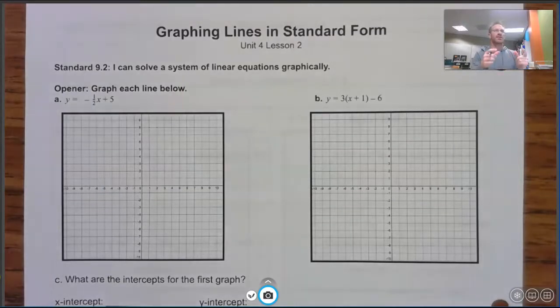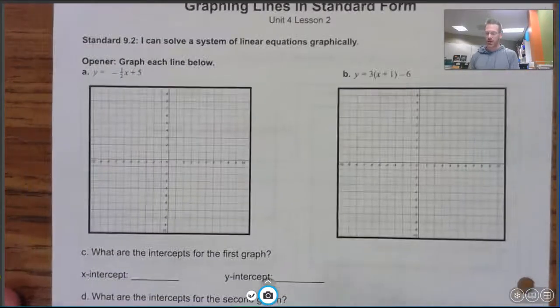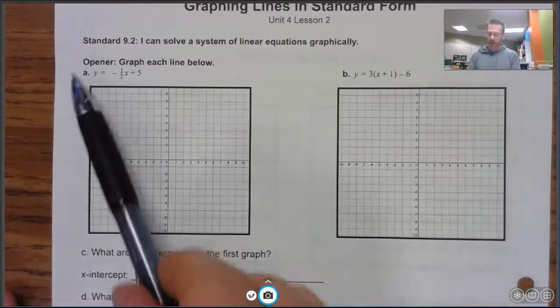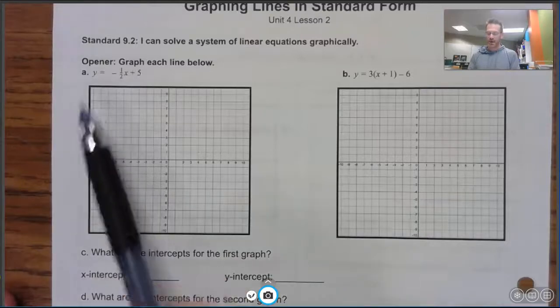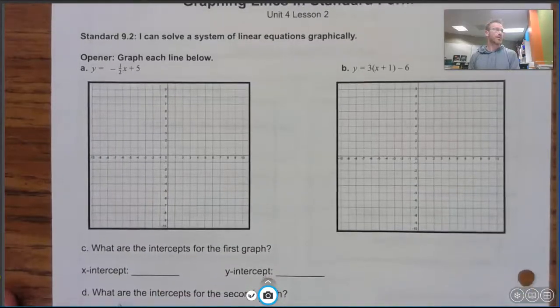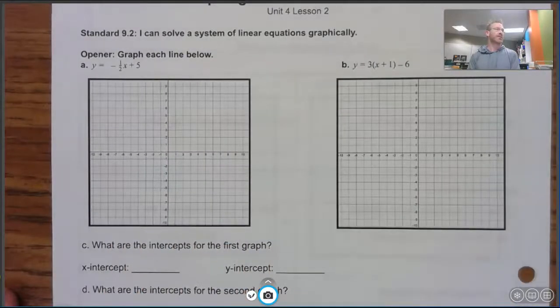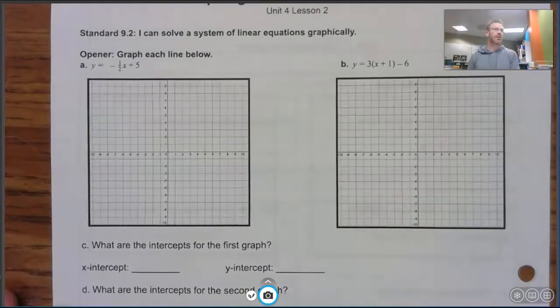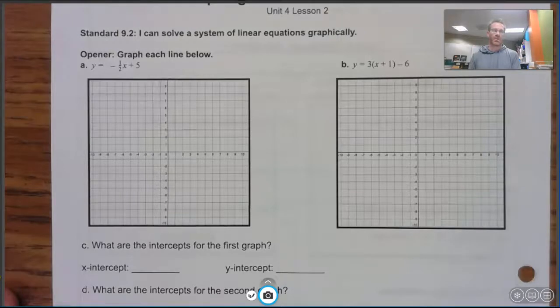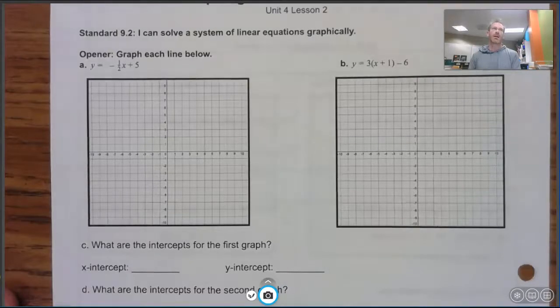Now to give you a little review and get you thinking about things, what I want you to do is go ahead and do parts A to D here in the opener. And this is going to eventually tie into our solving systems of linear equations, so that you'll be able to graph all forms of line. So go ahead and pause the video, graph these two lines and answer questions C and D for me. Go do it right now.